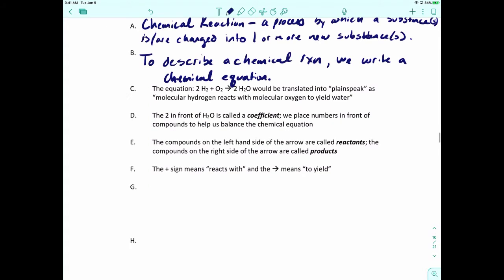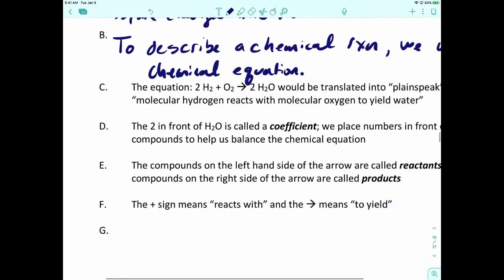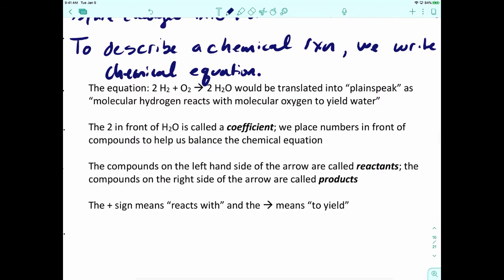All right, so let's talk about this. So here's one. You've got 2H2 plus O2 yields 2H2O. And so if we were to read that into plain speak, that would read as molecular hydrogen reacts with molecular oxygen to yield water. Now the 2 in front of the hydrogen and the 2 in front of the water, that's called a coefficient. And we place the numbers in front of compounds to help us balance a chemical equation.